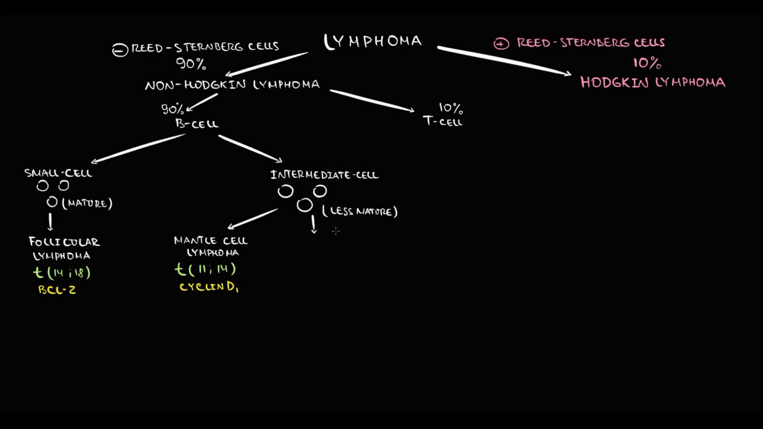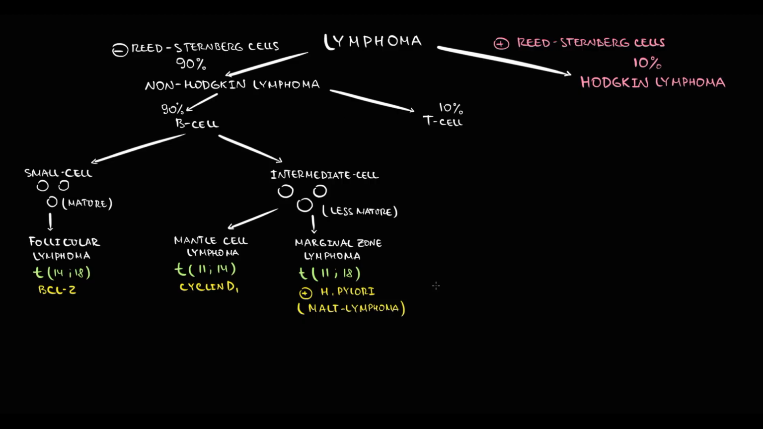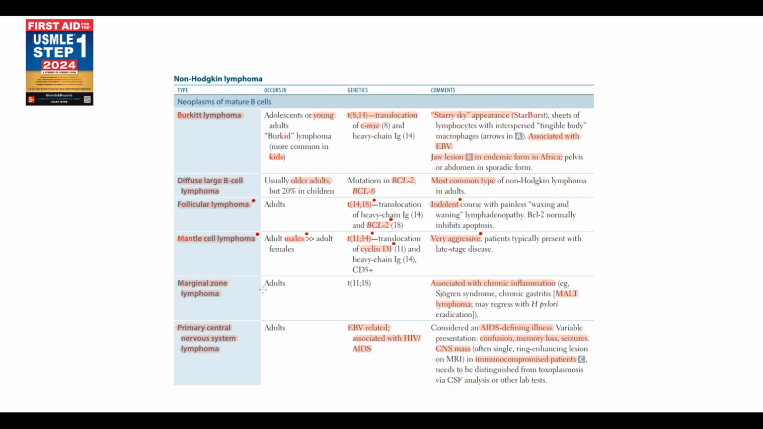The next lymphoma is marginal zone lymphoma. This lymphoma is caused by translocation between chromosomes 11 and 14, and the key association is H. pylori that drives MALT lymphoma. To understand the origin of marginal zone lymphoma, we have to know that the marginal zone sits on the outer edge of the follicle, and marginal zone B cells are memory B cells. They respond to antigen stimulation, and that's exactly the problem in marginal zone lymphoma.